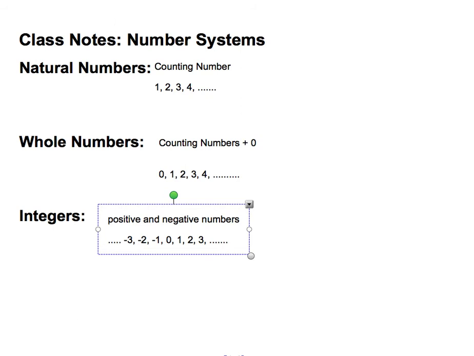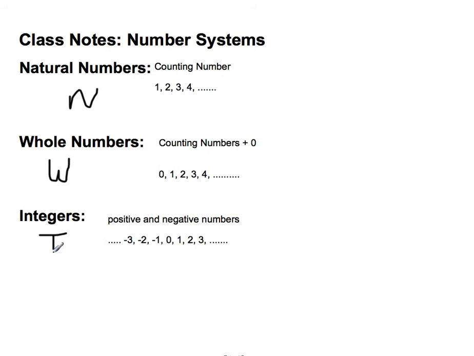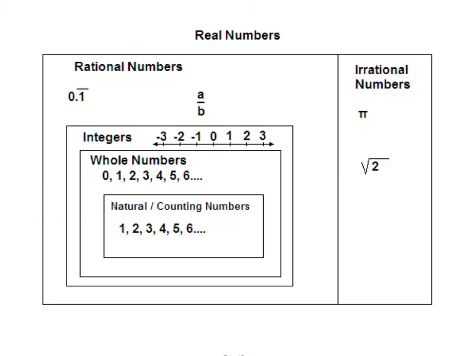One thing I forgot to say is that natural numbers have the symbol of a capital N, whole numbers have the symbol of a capital W, and integers have the symbol of a capital I. They have to be capitals so that we don't confuse them with variables. Sorry, let me go back to my diagram. The natural numbers are a system of numbers that are within the whole numbers. Notice that 1, 2, 3, 4, 5, 6 are also part of the whole numbers, but zero is not a natural number. It's only in the whole numbers. And then the whole numbers are within the integers.